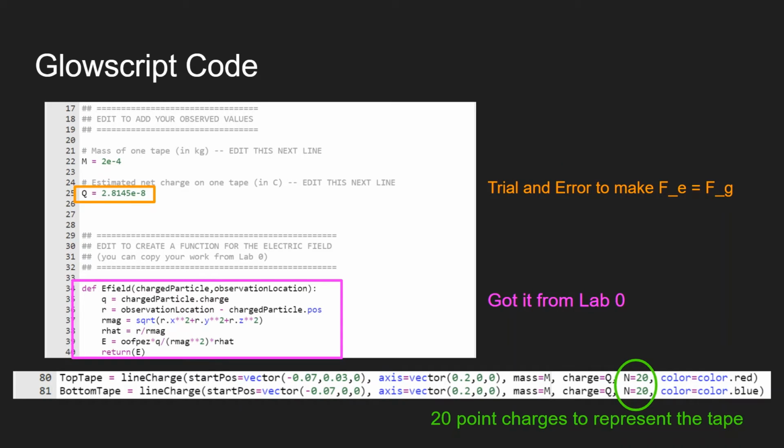This is my GlowScript code. In order to estimate the net charge on one tape, I had to use trial and error to make sure that FE matched FG. And to calculate the electric field, I got the E field function from Lab 0. I've modified the number of point charges from 10 to 20 in order to make sure that the model was more accurate to estimate the net charge on one tape.